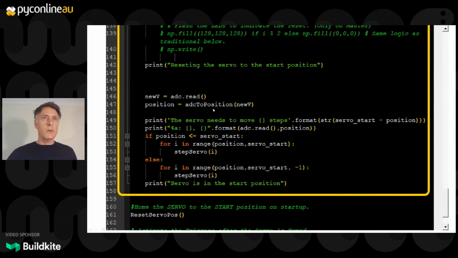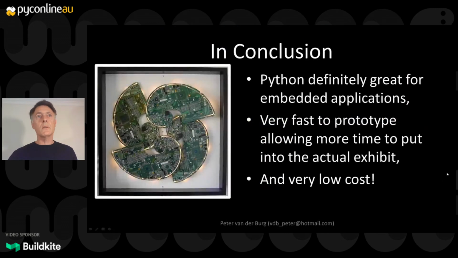Reads the voltage, sees what the position should be, and if it's not at the start, then calls the stepping routine until it does reach home. And when it does reach home, then we can start up. And with that, let's see how it looks.